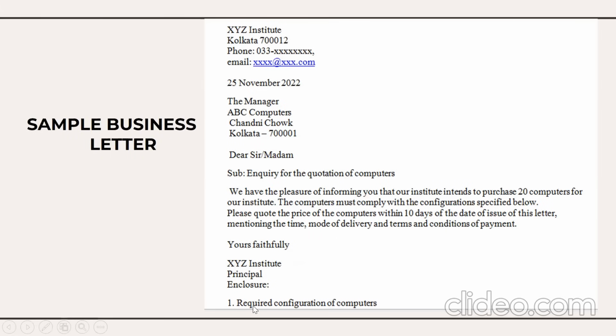Then if you are going to enclose something, you can say enclosure: required configuration of computers. So follow the left margin format. That's very professional. So this is how you can attempt the question from letter writing, 5 marks.